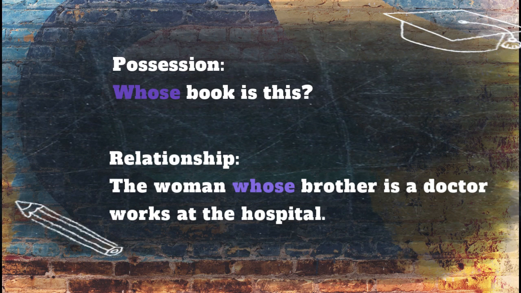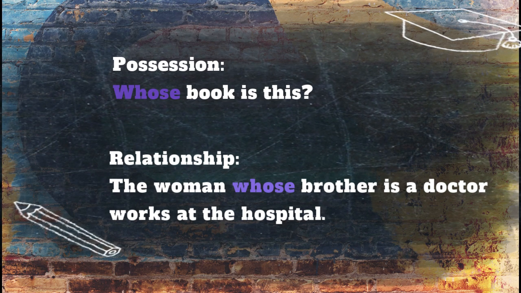Whose can also be used to indicate a relationship between people or things. It is followed by a noun to specify the person or thing in the relationship. For example, the woman whose brother is a doctor works at the hospital. Okay, the woman has a brother who is a doctor.